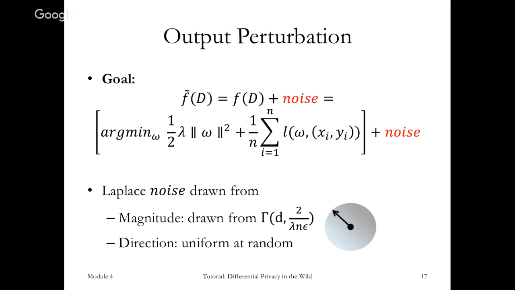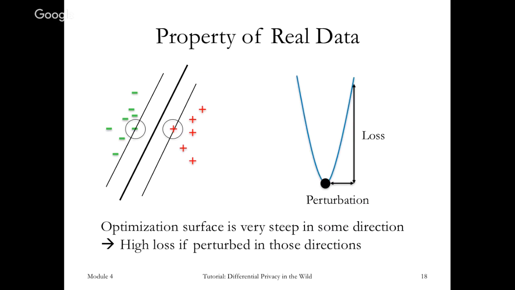Given this L2 sensitivity, you can add noise, and this noise can be drawn from the gamma distribution, where the variance depends on the L2 sensitivity and the direction is drawn uniformly at random. There are some issues with this output perturbation algorithm. For real data sets, it's possible that the optimization surface is very stiff in a certain direction. Imagine you perturb the solution in that direction, the objective value will incur a high loss, right?